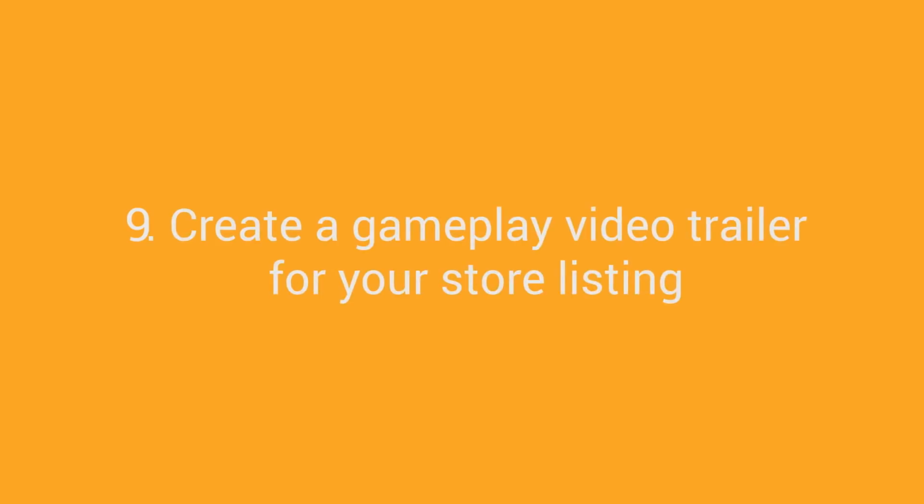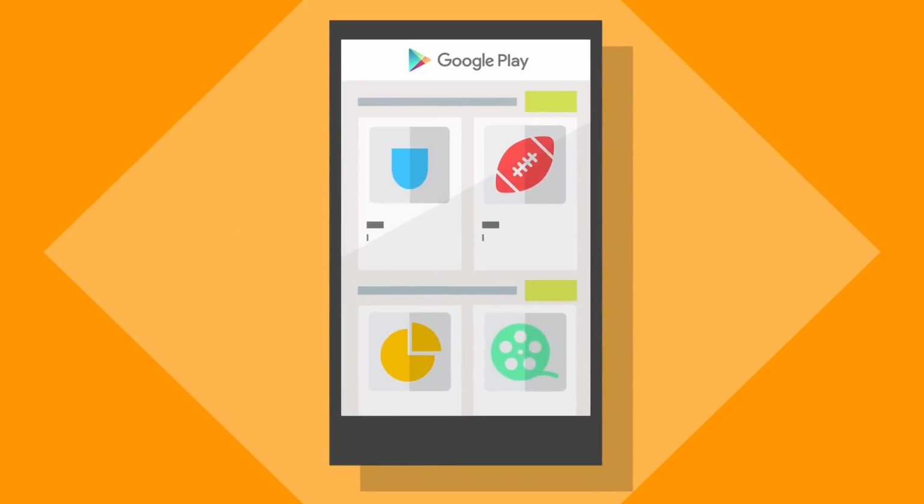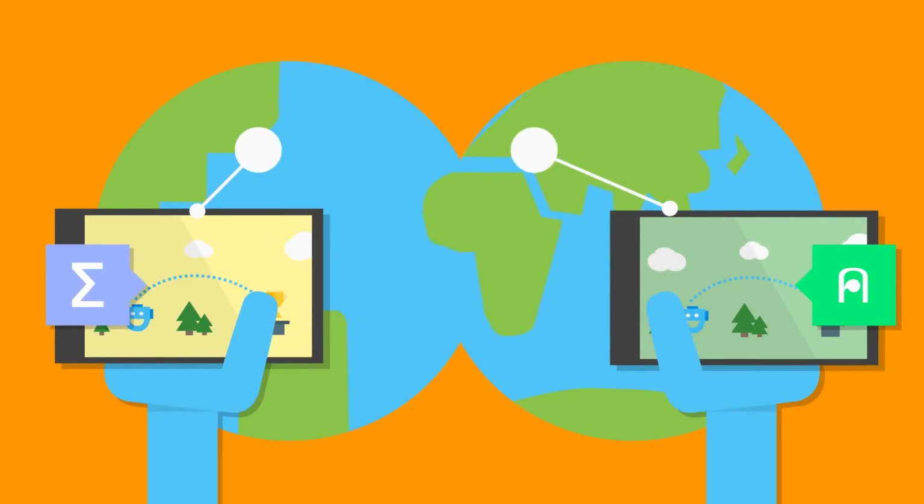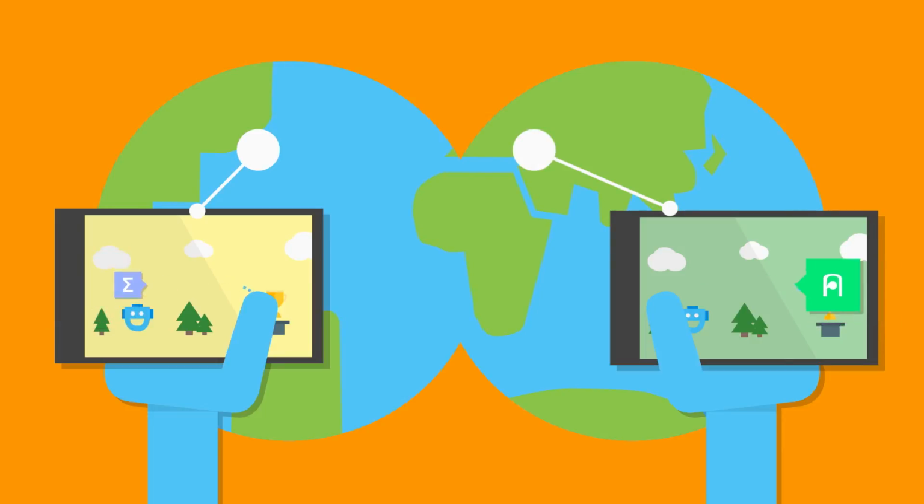Create a gameplay video trailer for your store listing. Users like to get a good idea of a game's gameplay before they install it. Adding a trailer to your Play Store listing will help them decide. When you're creating a trailer, make sure you create market-specific versions. Highlight features of the game that will hold most local appeal. Go for a localized voiceover, or use translated subtitles if you can't.